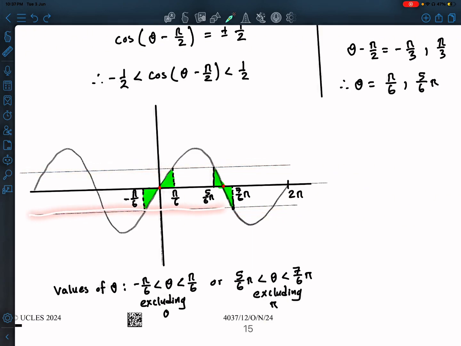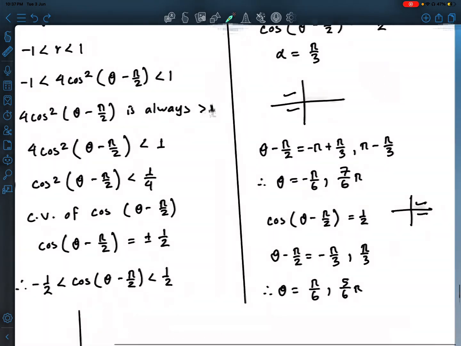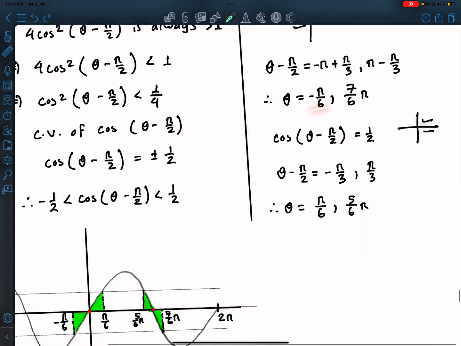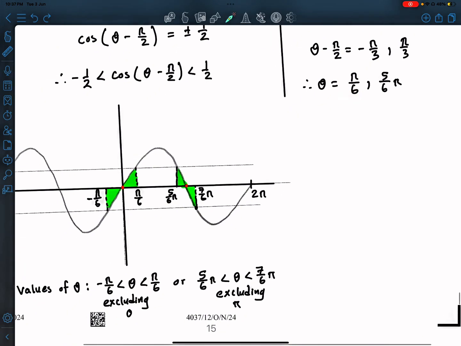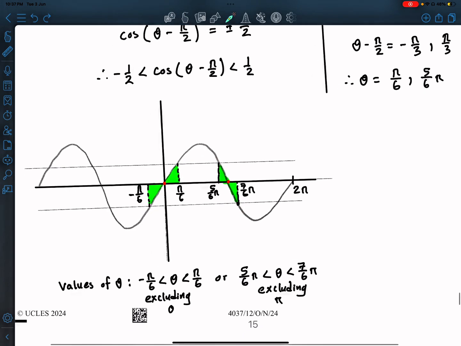So minus half is over here and plus half is over here. So it's equal to minus half at minus pi by 6 and pi by 6, as we found out from our calculations over here. Minus pi by 6 and pi by 6. And then also at 5 by 6 pi and 7 by 6 pi. Then we take a look at the values for which the curve is between minus half and half. So it's this green area over here for which the curve is equal to minus half and between minus half and half. And it's between these two values for which the curve is also equal to half and minus half.